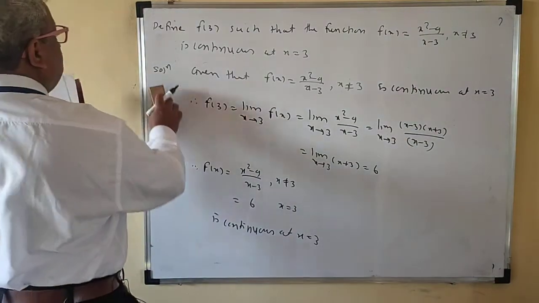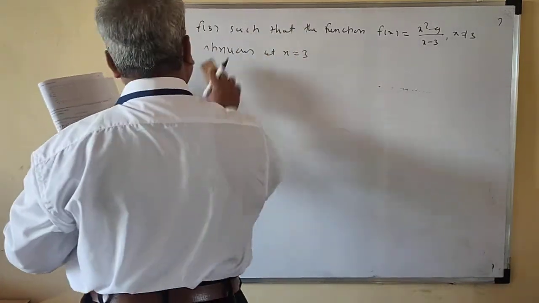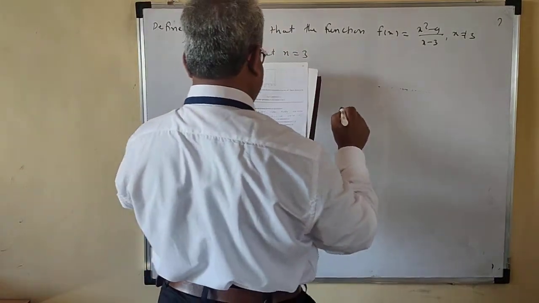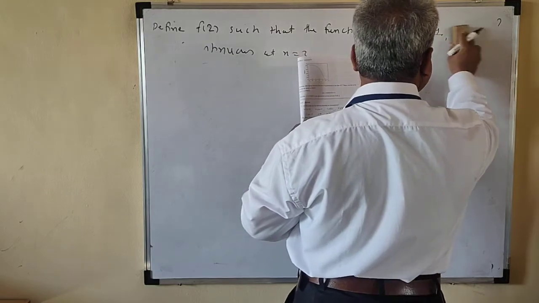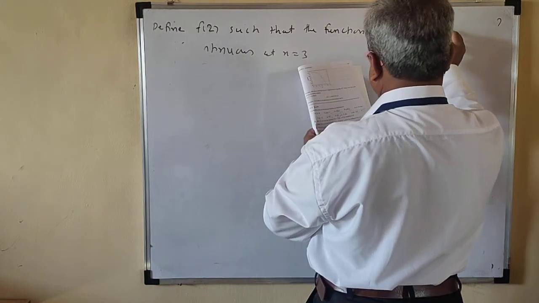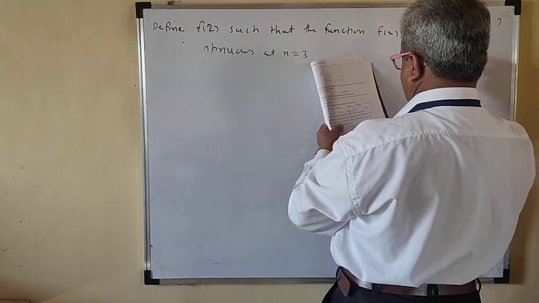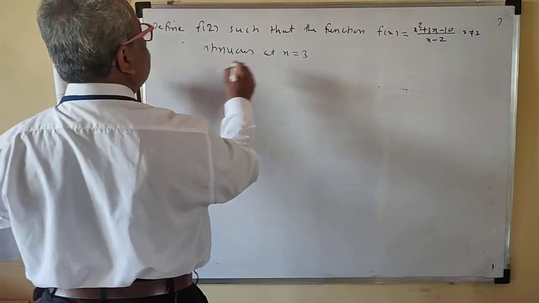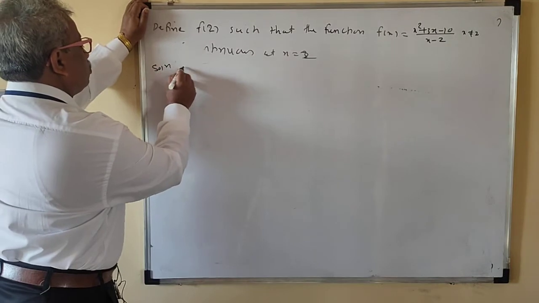Now next, define f of 2 such that f of x is equal to (x square plus 3x minus 10) upon (x minus 2), x not equal to 2, is continuous at x is equal to 2. Okay, solution.